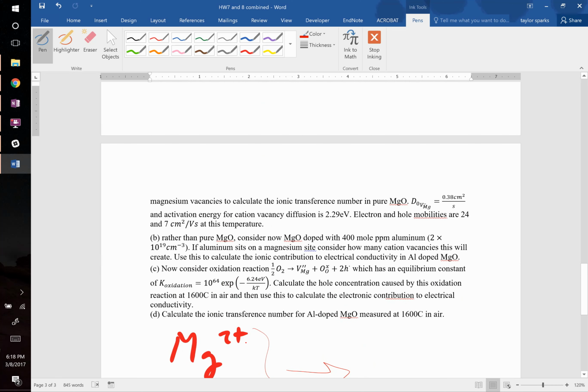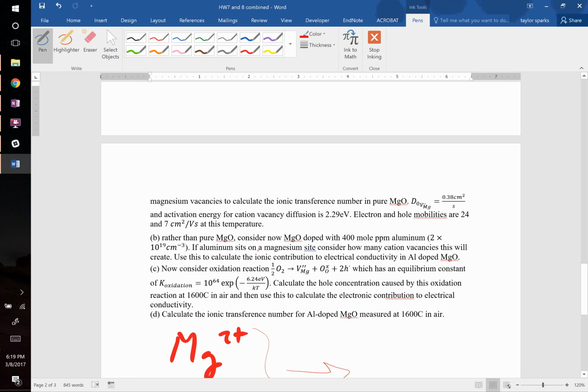B says, rather than pure MgO, now consider MgO that we've doped with 400 mole parts per million aluminum. Am I missing a word there? I think there's something missing there, but I told you what the concentration is, right? So now you've doped it, right? 400 mole ppm, oh, aluminum, right, okay. The dopant is aluminum, and it's 400 mole ppm, right?